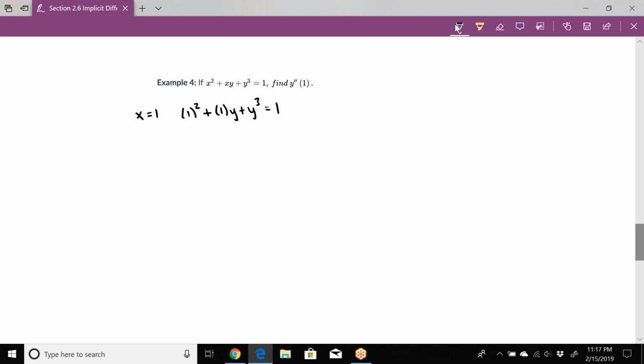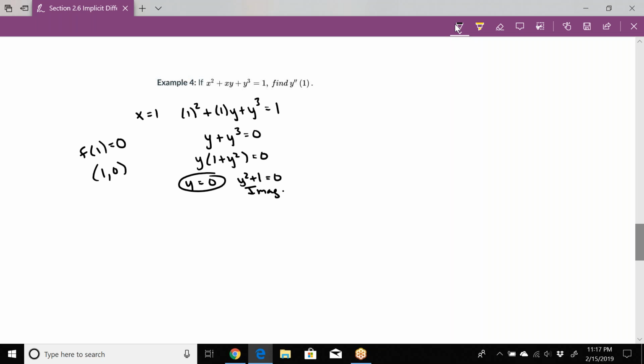I can solve that by subtracting over that 1, so I just get y plus y cubed equals 0. Factor out a y, that would leave me with 1 plus y squared equals 0. And if you set these both equal to 0, this one gives imaginary solutions, so that's not going to work out here. So it's going to have to be this. So the ordered pair on the function is that when f of 1 is plugged in, we get an answer of 0.